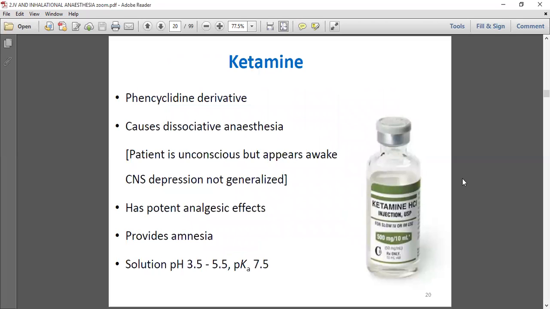So now we are going to another drug, ketamine. In his notes, he only gave us one example of barbiturates. That's all, sodium thiopental. So now we are going to ketamine. Ketamine is not a barbiturate.